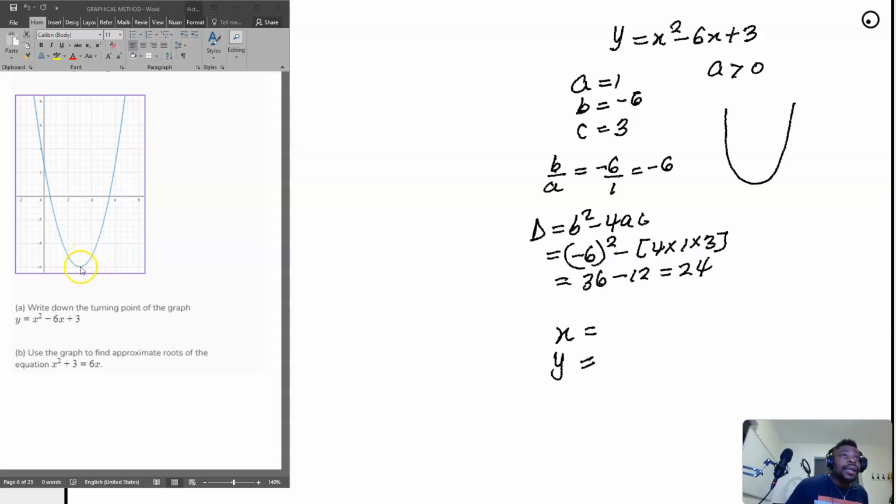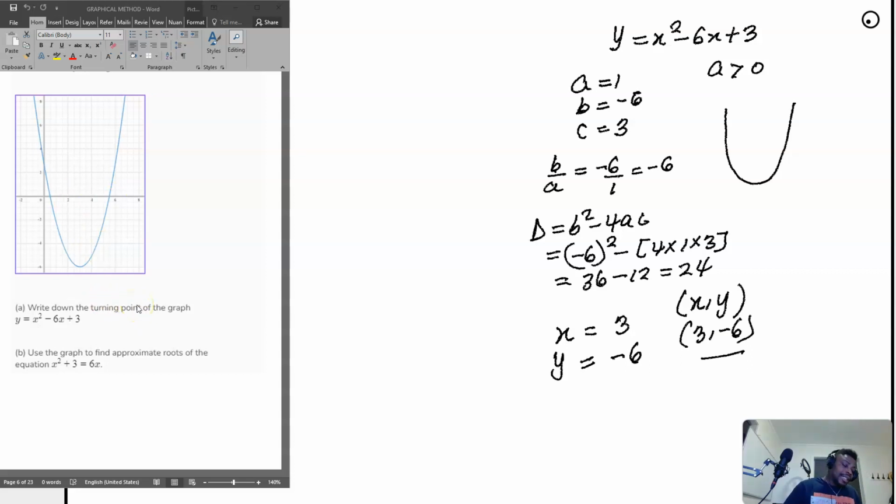So here, x, y. At this point here, our y is minus 6, because this is 0, 2, 4, 6. So y is minus 6. Let's trace it to x here. So x is 3 because this is 0, 2, 3, 4, 5. So x is 3. So our turning point is 3, minus 6. Easy from the graph.